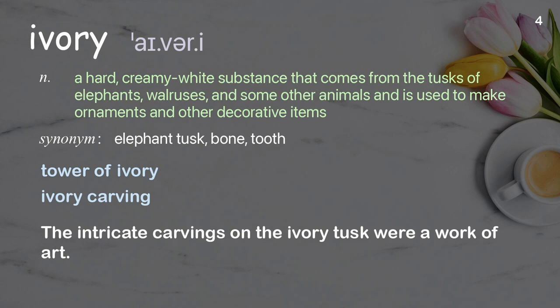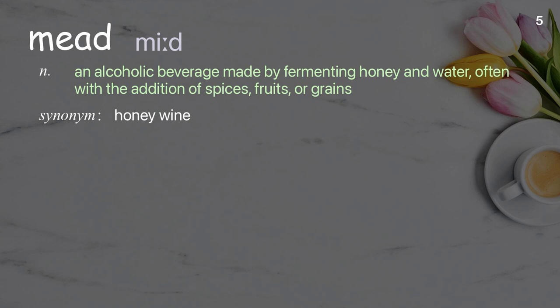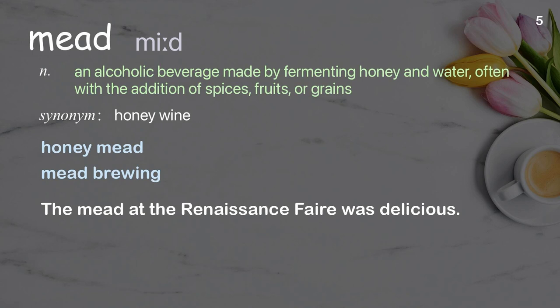Mead. An alcoholic beverage made by fermenting honey and water, often with the addition of spices, fruits, or grains. Examples. Honey mead. Mead brewing. The mead at the Renaissance fair was delicious.